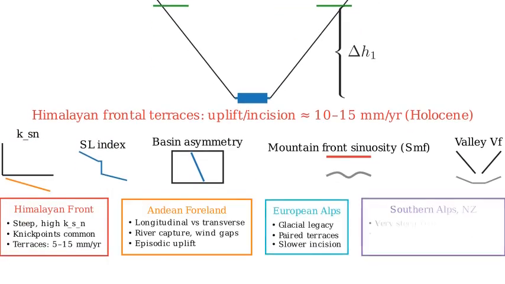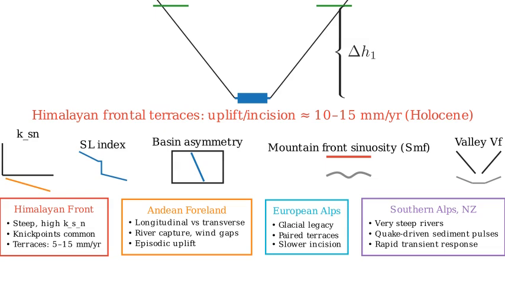A few regional snapshots illustrate these concepts. Himalayan front: very steep rivers, frequent nick points, terraces recording 5 to 15 millimeters per year incision. Andean foreland: mixed capture and antecedent reaches with episodic uplift. European Alps: post-glacial rivers with paired terrace flights and slower incision. Southern Alps, New Zealand: extremely steep, high sediment pulses after earthquakes with rapid adjustments.